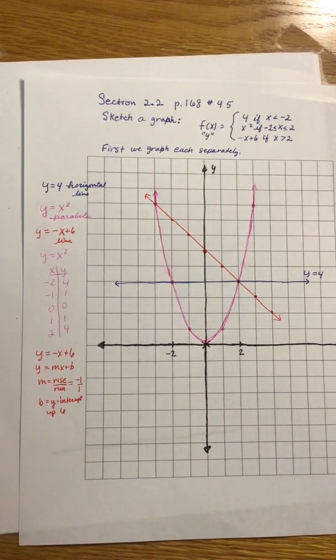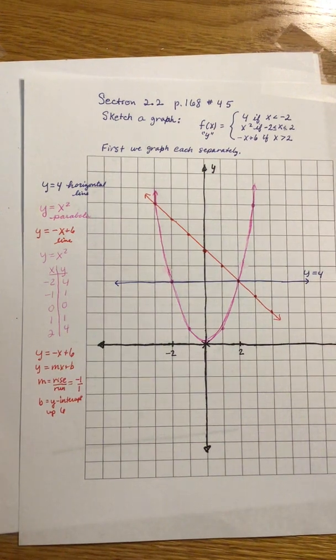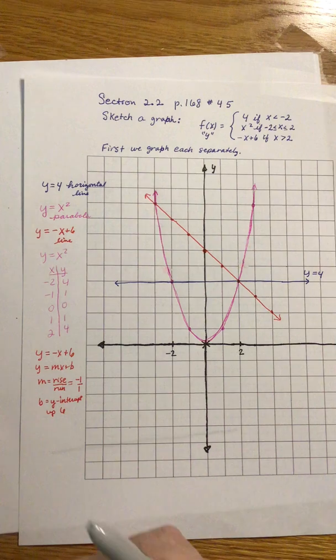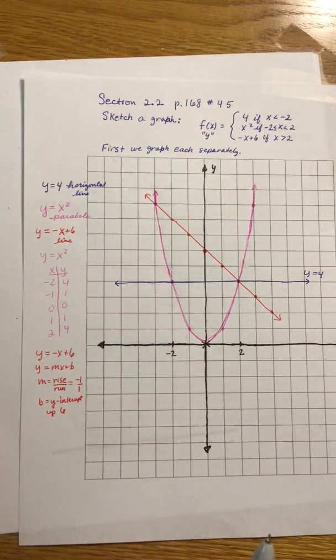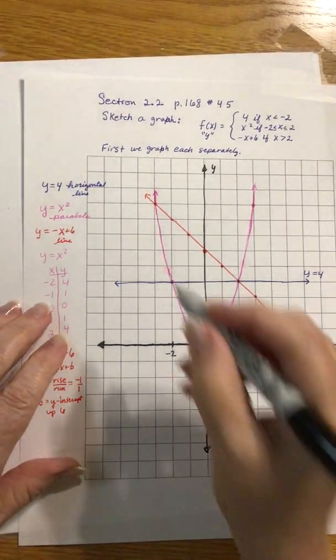Okay, we're going to look at section 2.2, page 168, number 45. This is going to be the sketch of a graph, and they're graphing a piecewise function.